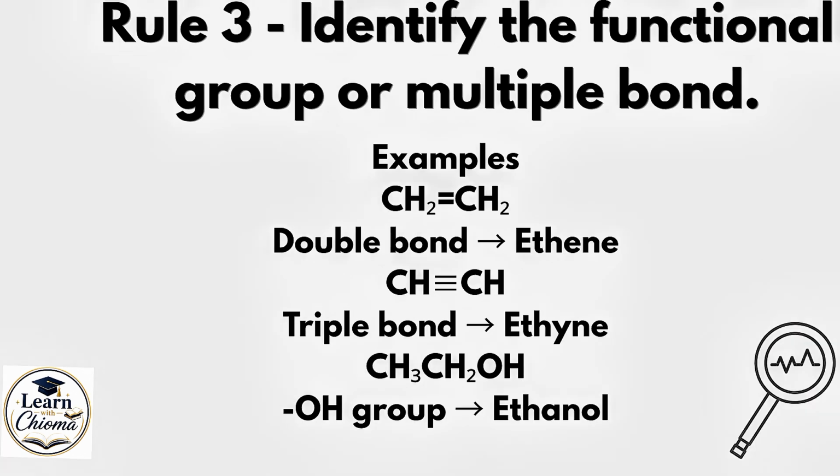The third rule is to identify the principal functional group or any multiple bonds. The principal functional group determines the suffix of the compound. If a double or triple bond is present, its position must also be included in the name. Always identify the highest priority functional group before naming the compound.